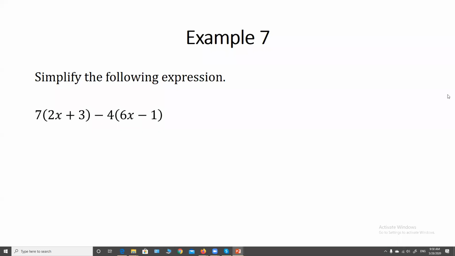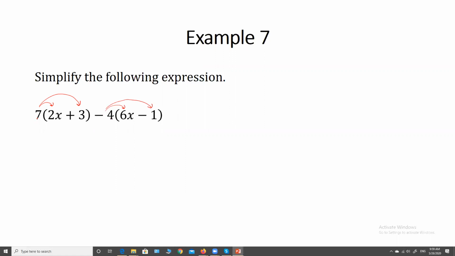And now I'd like to go over two more examples. These examples put together the skills we learned from doing the first assignment and the skills we learned in the series of videos so far, because you have to use both the distributive property to simplify this expression and also combining like terms. So if you look at this expression, 7 times (2x + 3) minus 4 times (6x - 1), you notice that we could start simplifying by distributing the 7 and the negative 4.